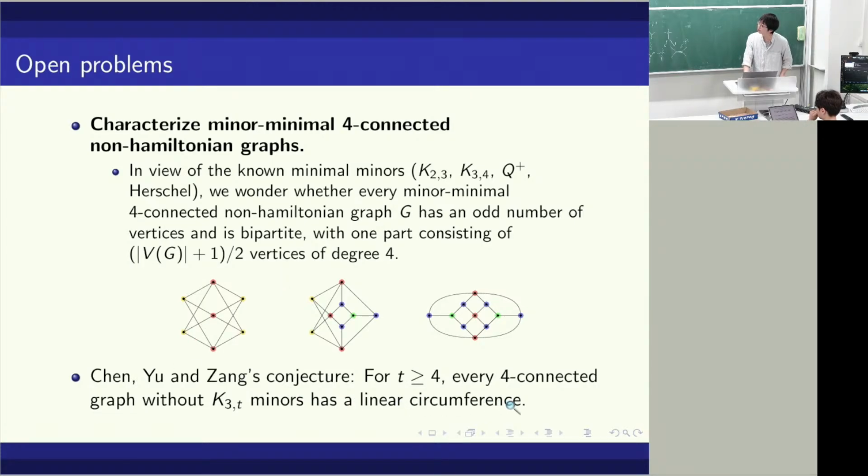Another open problem is, we just mentioned that we solved a special case of the Chen-Yu-Zhang conjecture, but the general conjecture is still open. It says that every 4 connected graph, if it has no K3T minus, then it has a linear circle.